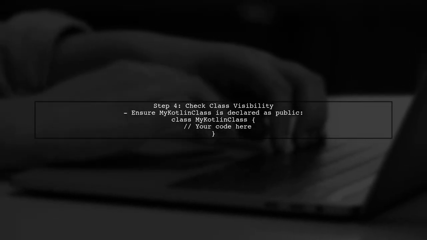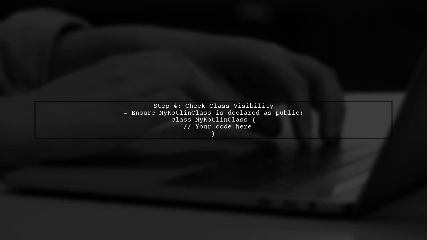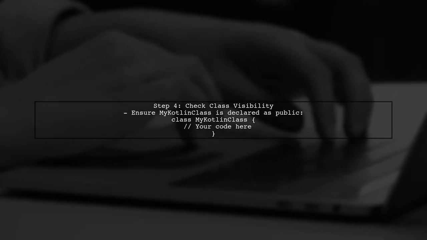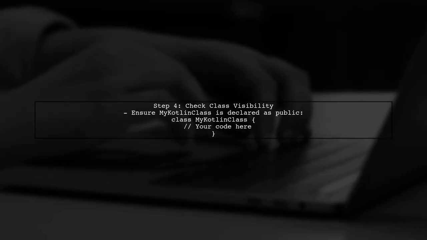After confirming your configuration, run a clean build to ensure that all classes are compiled correctly. Use the command mvn clean install in your terminal. If the error persists, check the visibility of your Kotlin class. Ensure that it is public and accessible from your Java code.